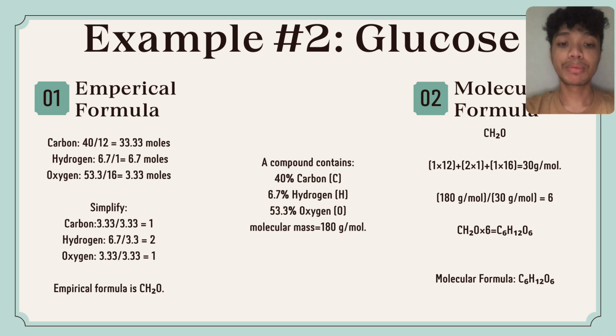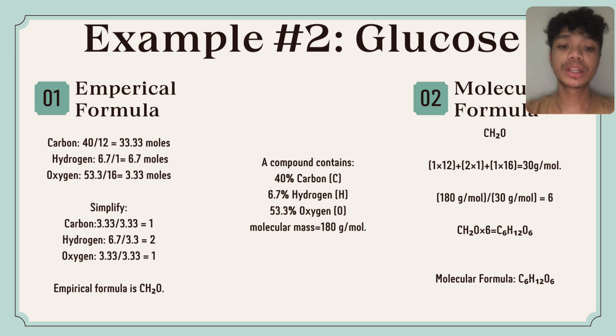So for the empirical formula, assume the compound's total mass is 100 grams. Carbon: 40 over 12 equals 3.33 moles. The hydrogen: 6.7 over 1 equals 6.7 moles. The oxygen: 53.3 over 16 equals 3.33 moles. So let's simplify. Divide each value by the smallest number of moles, which is 3.33.